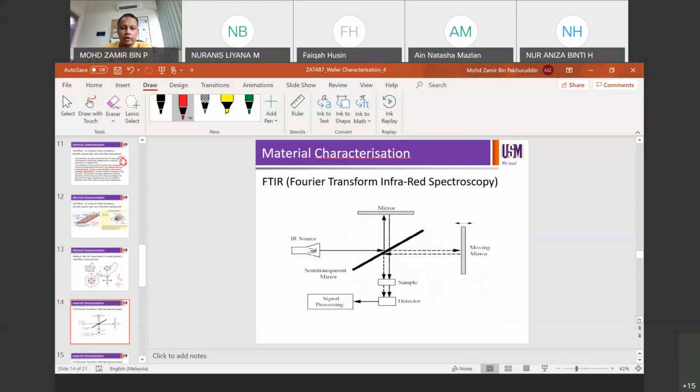Okay, another characterization method available is called FTIR. Anyone use FTIR?